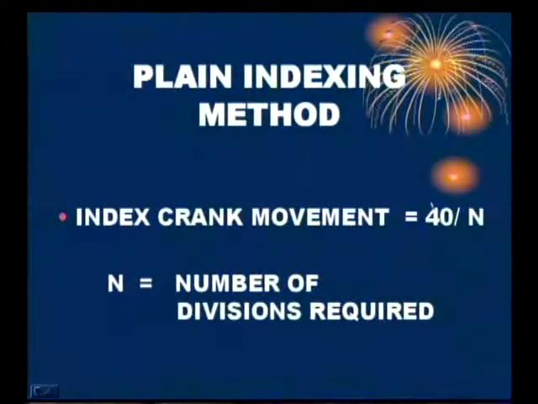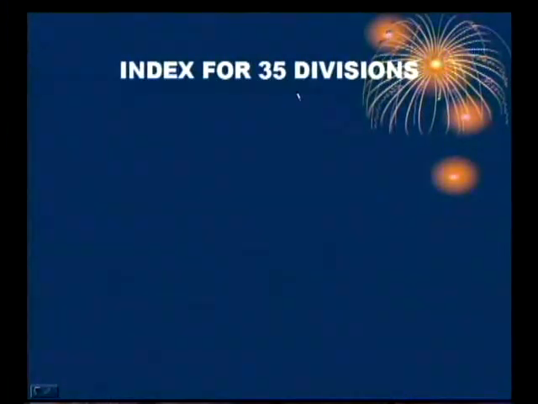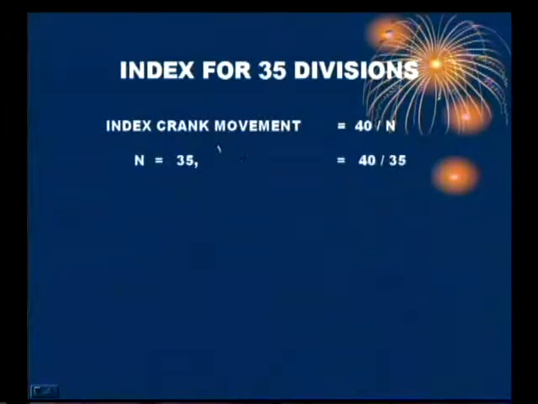So how is this 40 by N to be understood? We go with an example. Suppose we index for 35 divisions. We are supposed to index the job surface into 35 equal parts, so that 35 teeth are produced on that job. The index crank movement is obtained by the 40 by N formula. Here N is 35, so the crank movement is 40 by 35.